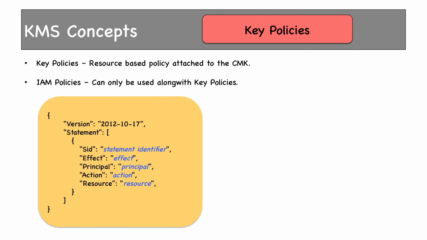This is nothing but a resource-based policy, which we already have discussed in our IAM session. It has a version ID, then the statement ID, and the effect. In the principal, we will mention the IAM credentials and the action, which actions are allowed, and the resource would contain the ARN of the KMS key.